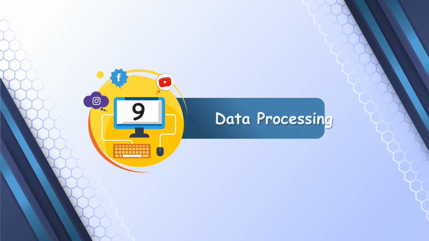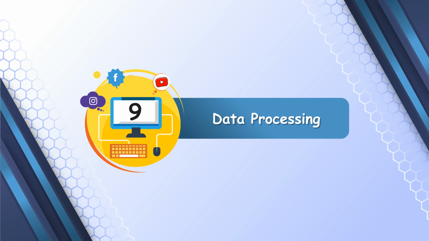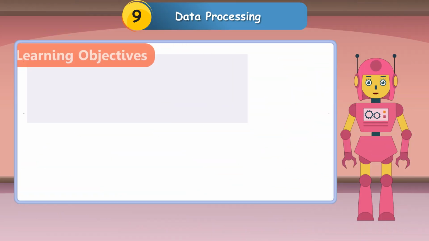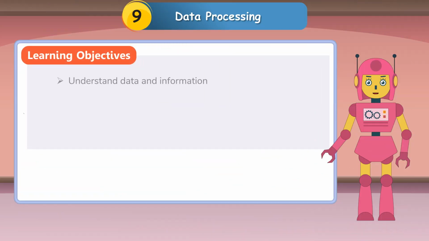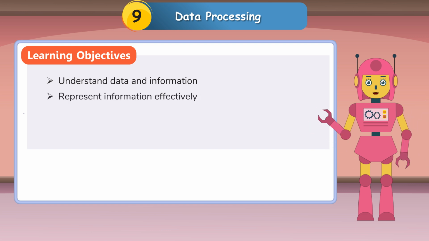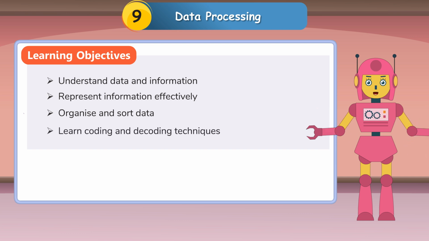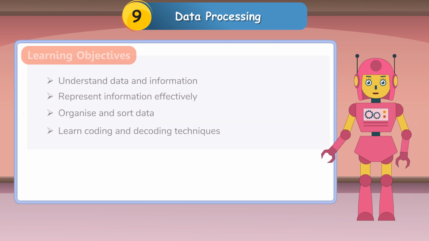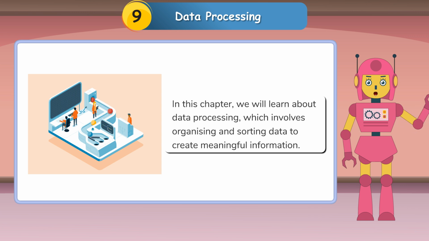Chapter 9 Data Processing. Learning Objectives. Understand data and information. Represent information effectively. Organize and sort data. Learn coding and decoding techniques. In this chapter, we will learn about data processing, which involves organizing and sorting data to create meaningful information.